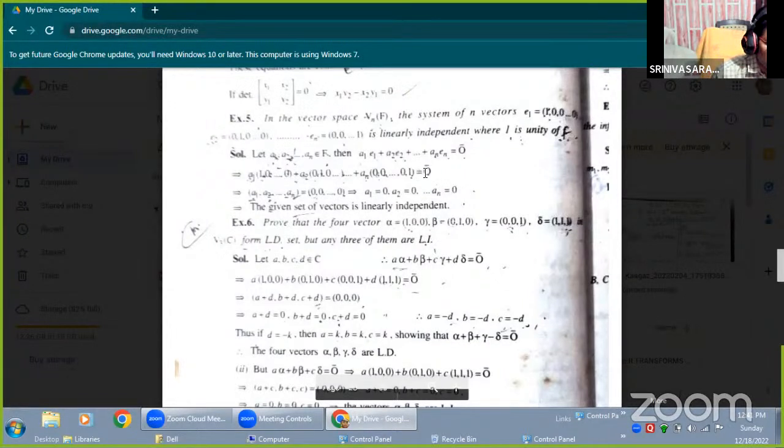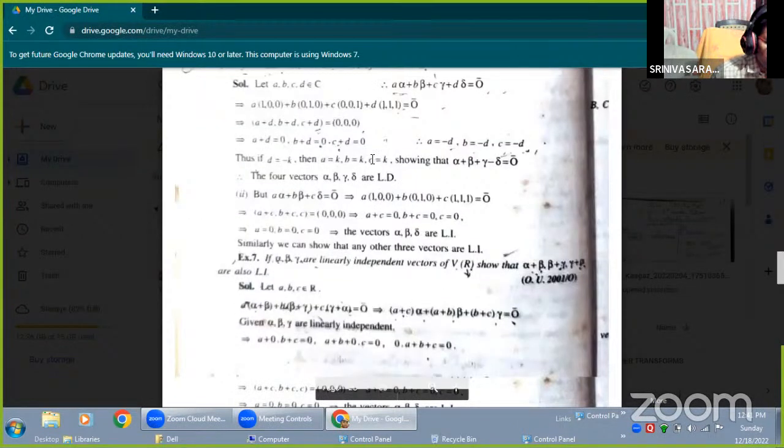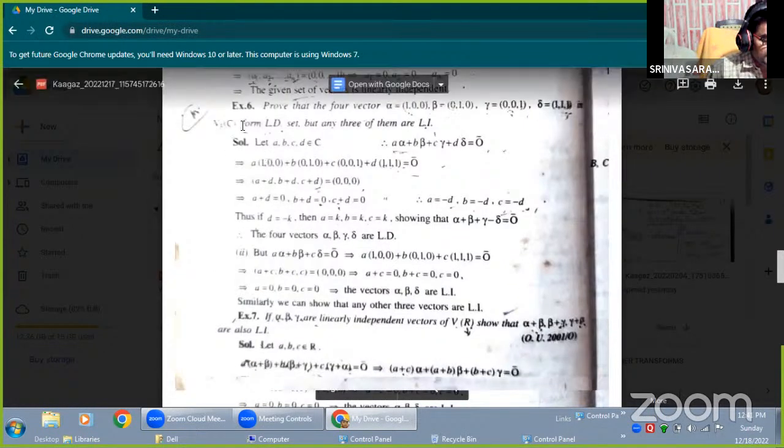Okay, that's enough. So the n-dimensional vector space is always linearly independent. That is the Vn of F expression. Now, in the same manner, a very important problem. This is the sixth problem.